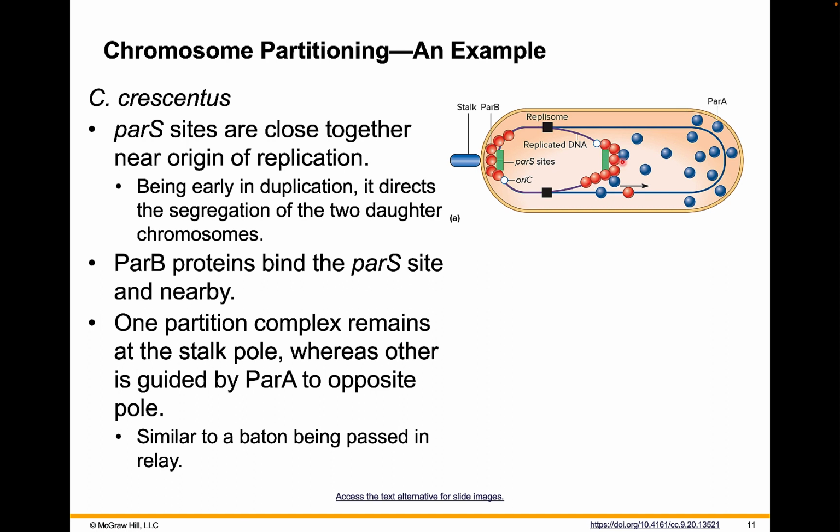So see that these ParB proteins are pulled towards the other pole by this ParA system, and it is a little bit more complicated. We are going to see that. This is similar to the spindle formation. Just think about that. These ParS sites are essentially the centromeres on the chromosome. So think about them like eukaryotic centromeres.